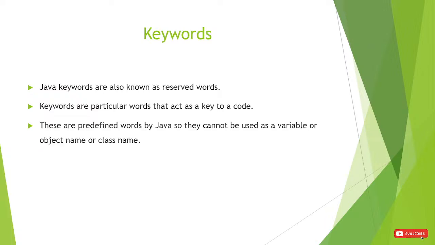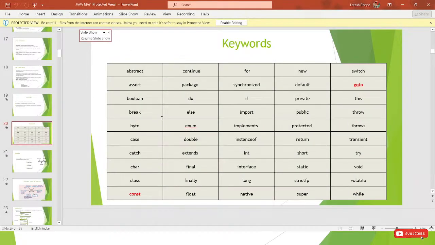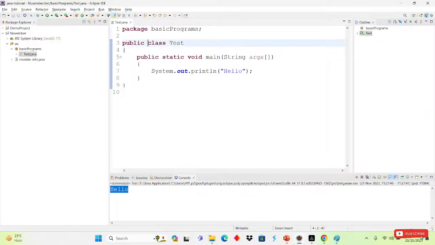After that, these are predefined words by Java, so they cannot be used as a variable, object name or class name. We will see this point later, but what does it mean? These are all predefined words which were created by the Java people. We didn't create these words. The Java people created them and assigned a specific task to each keyword. For example, the class keyword has the work to create a class only, so it will create only the class.